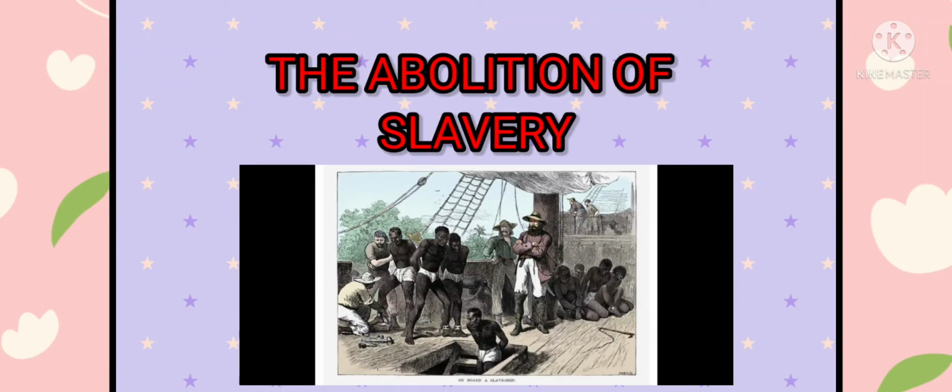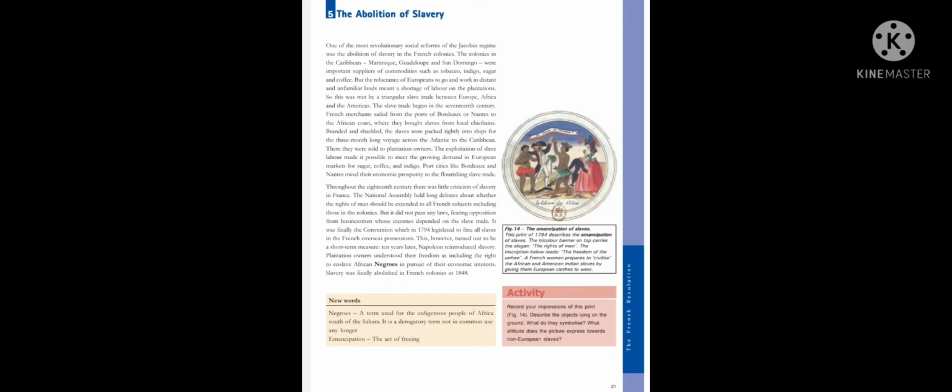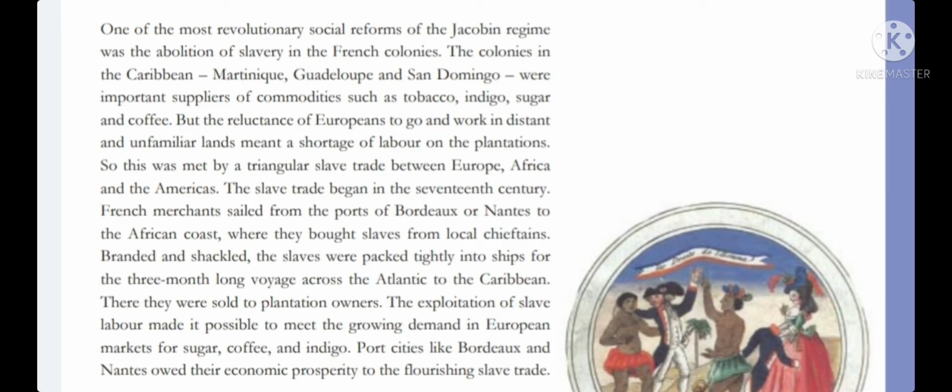Hello, class 9 students. Our today's topic is the abolition of slavery. During the Jacobin government, slavery was abolished in the French colonies. Abolish means to stop or to put an end.